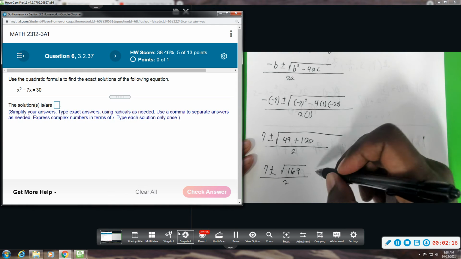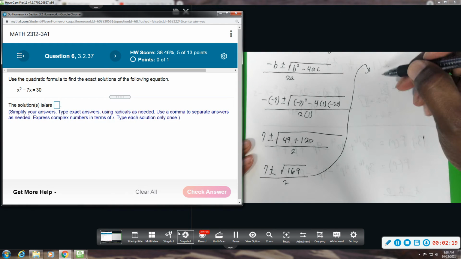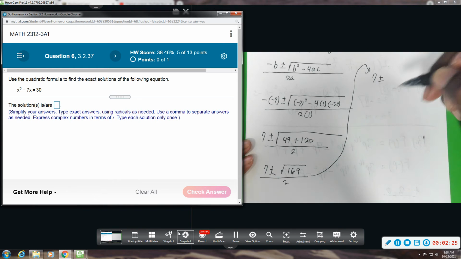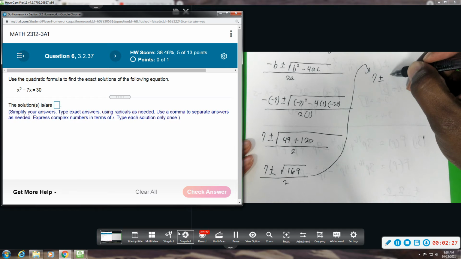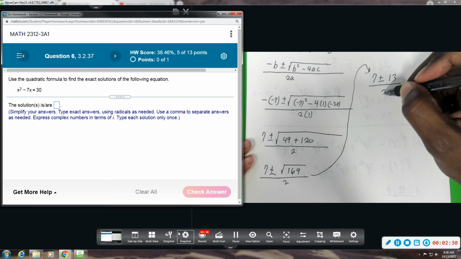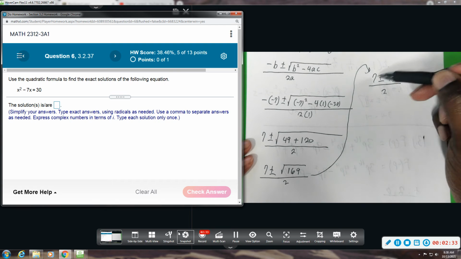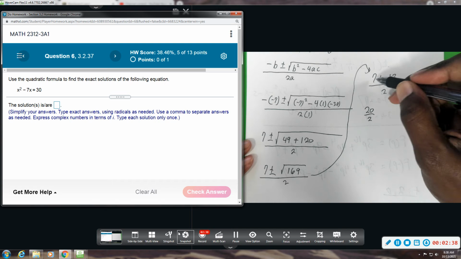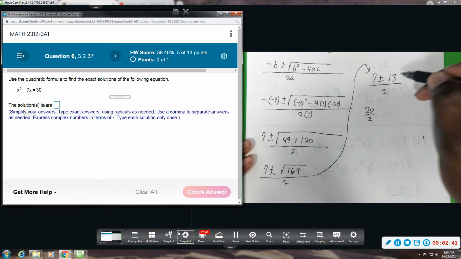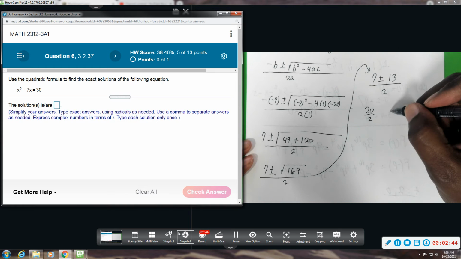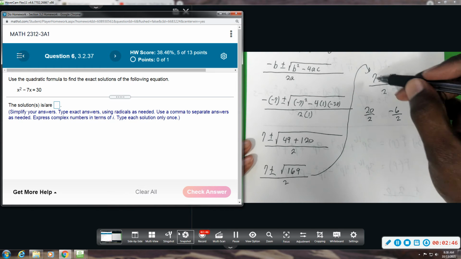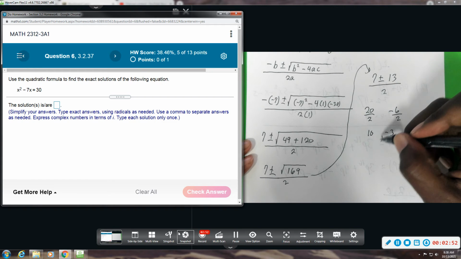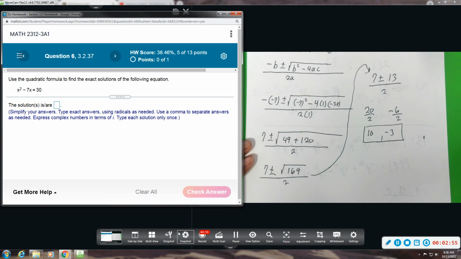And then I'm going to wrap around, come up here, and the square root of 169, we have 7 plus or minus the square root of 169, which is 13, over 2. All right, so we're going to get two answers. 7 plus 13 is 20. And then 7 minus 13 is going to give us a negative 6 over 2. So when you reduce these, we get 10 and we get negative 3. So these will be our two answers, 10 and negative 3.